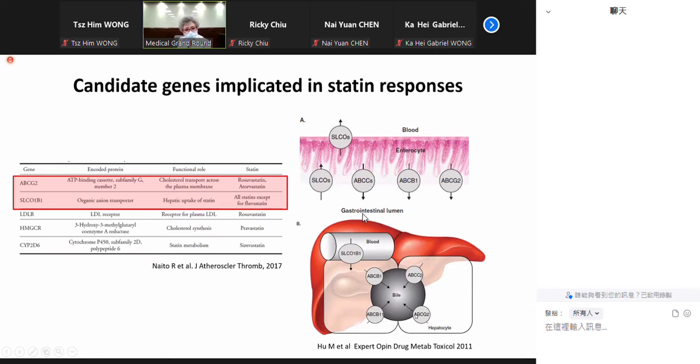the circulation. So these two actually exhibit quite a lot of interethnic differences in terms of the SNP distribution, and this has led to differences in terms of the drug level and potential differences in terms of the lipid responses. The other ones are the LDL receptors and HMG CoA reductase, as well as the CYP2D6. But in terms of statin, I think we concentrate on these two.